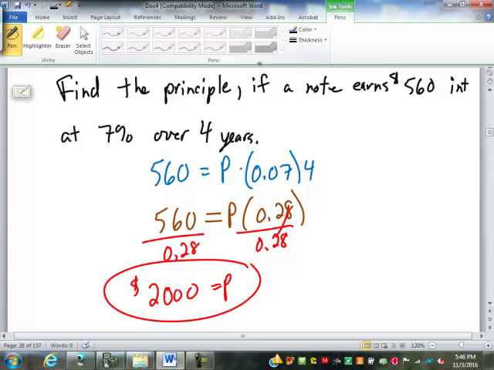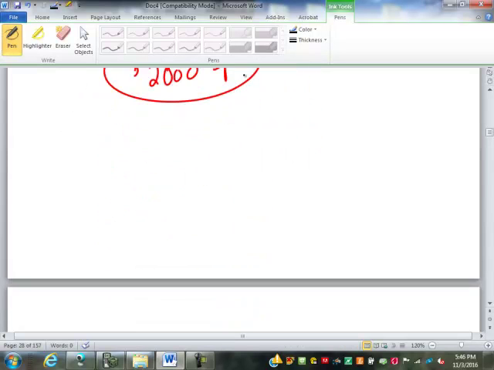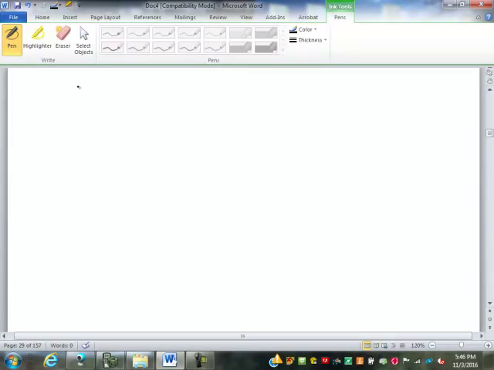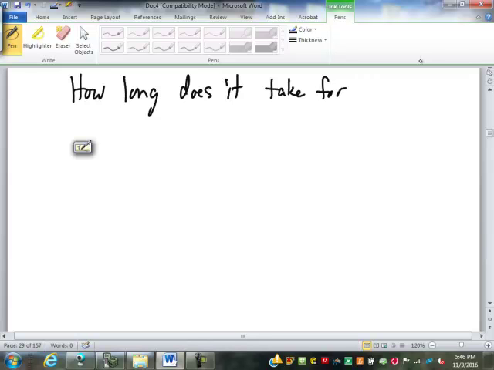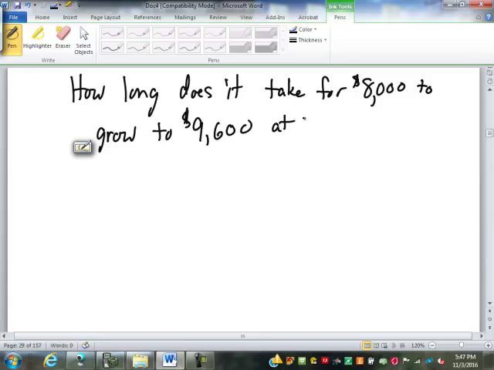How many of you got that one? Good deal. Now let's try one more. How long does it take for $8,000 to grow to $9,600 at 4% interest?